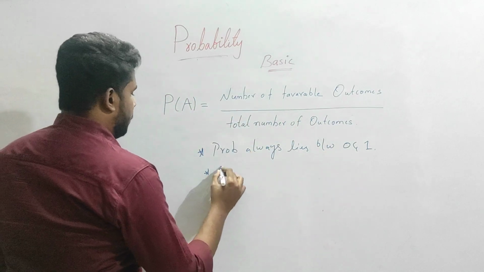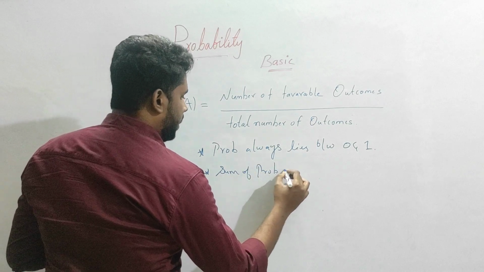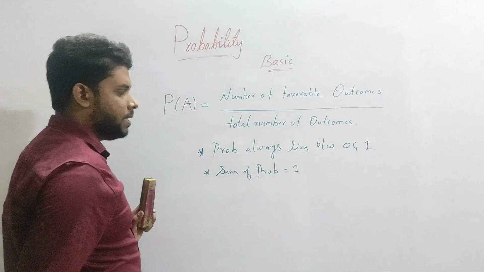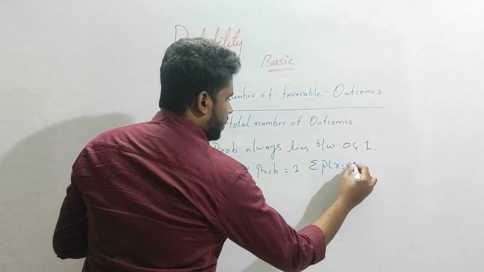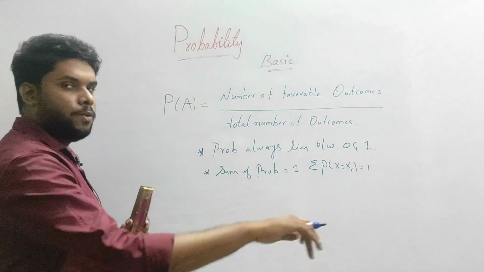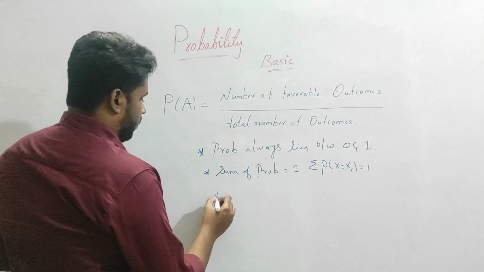Next, the sum of all probabilities is equal to 1. It means I can write the summation of P of xi is equal to 1. If I add all the probabilities, what should I get? The answer is 1.